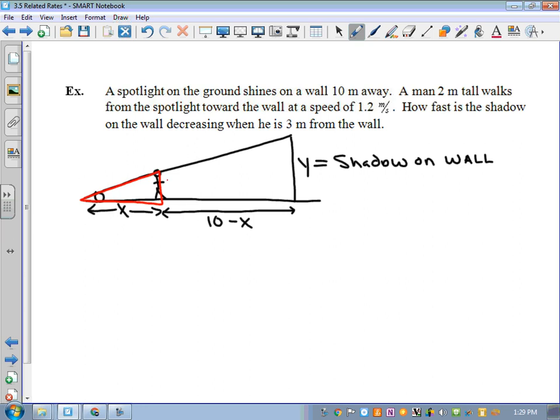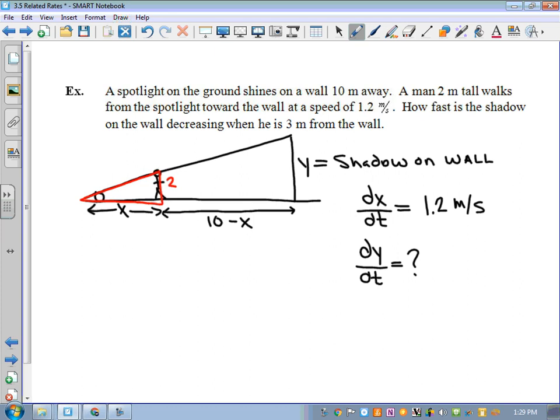And the reason why that's such a big advantage is because that ultimately allows us to relate these variables to each other. And if you picture what's happening in this question, the man is walking away from the spotlight at a speed of 1.2 meters per second. So we have two changing quantities here. We have dx over dt, which is the rate of change of the distance of the person to the spotlight, and that is increasing at 1.2 meters per second. What we are trying to determine is dy over dt. That's the rate at which the shadow is changing.